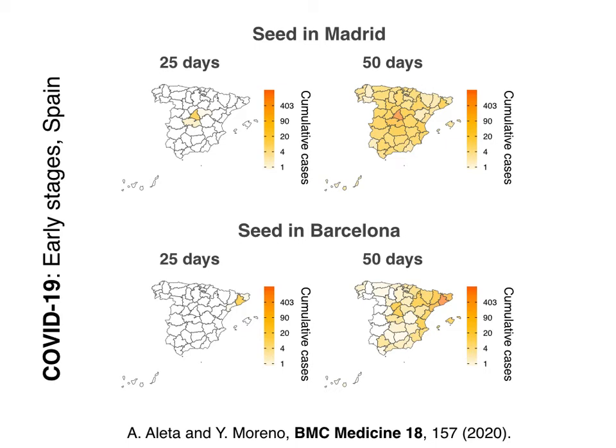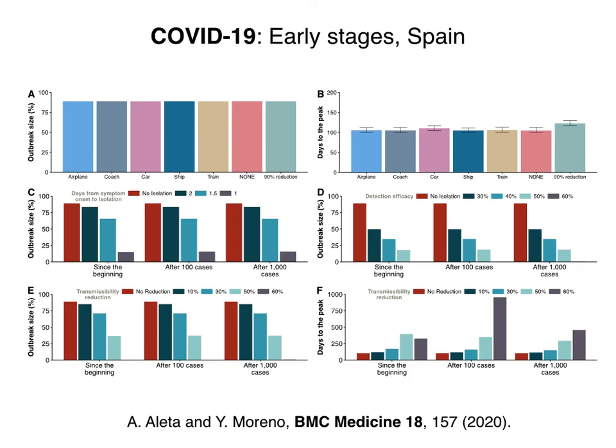So that means that the spatial patterns of the disease spreading follow closely the mobility patterns of people in Spain. This doesn't mean that if you wait long enough, the pattern will be similar. And actually, this is the case. If you wait long enough, all the country will experience similar levels of disease outbreaks or cumulative cases.